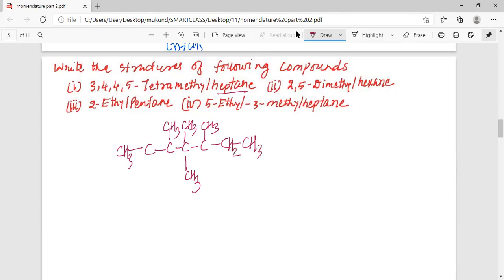This is nothing but CH2. Then we have CH. Then again we have CH over here. And then we have CH2. So this is how we can write it. And this is nothing but your 3, 4, 4, 5 tetramethyl heptane.